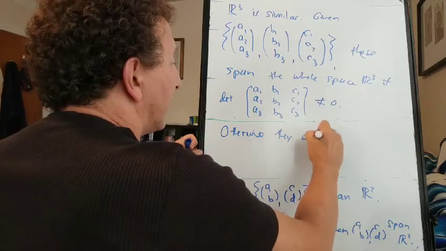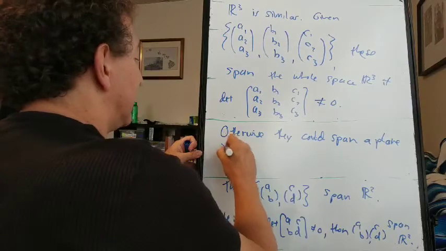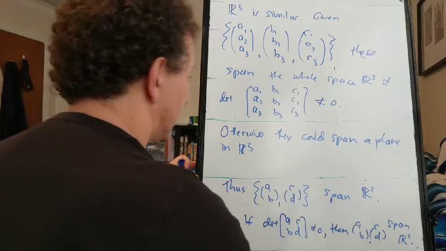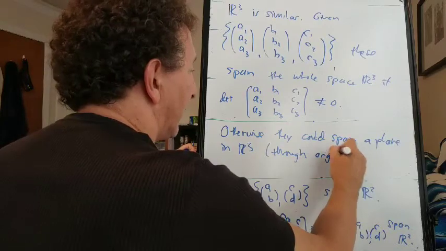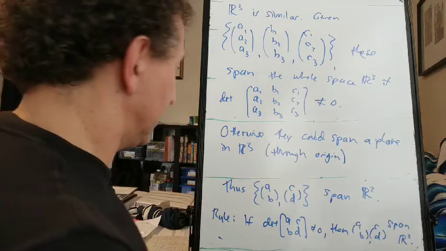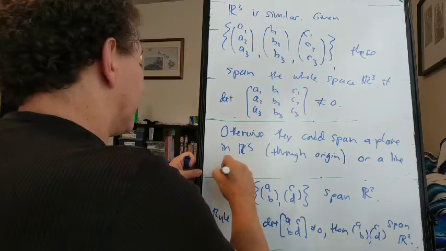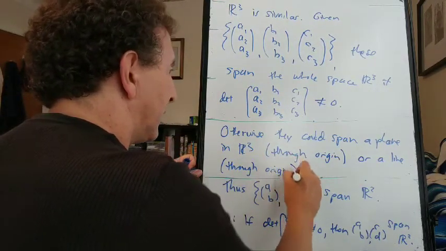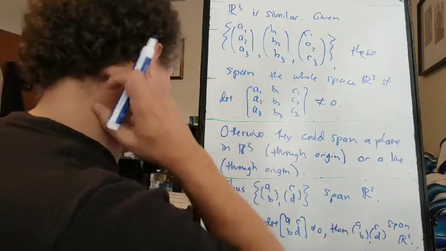Otherwise, they could span a plane in R3, which will necessarily go through the origin, because 0 times this plus 0 times that plus 0 times the third thing is the origin. Or a line also through the origin. And they would span a line if they're all multiples of the same vector.